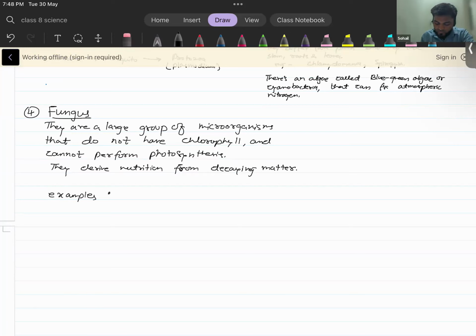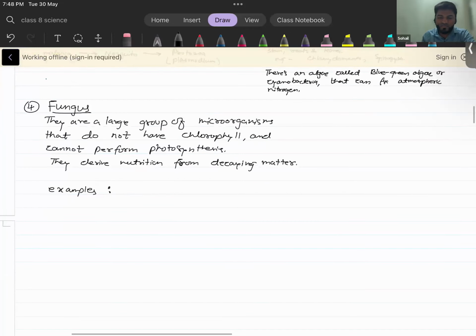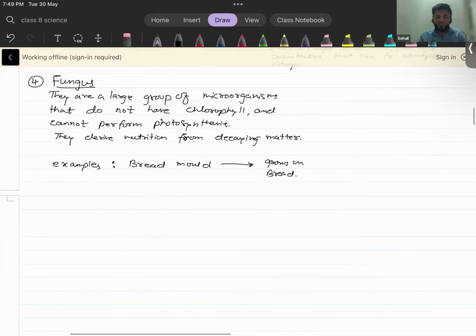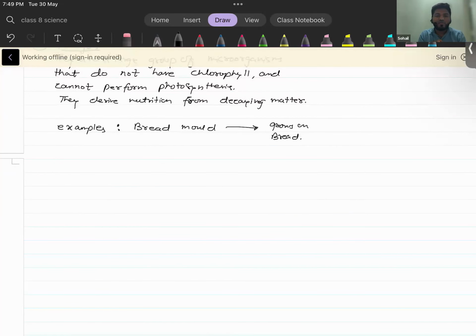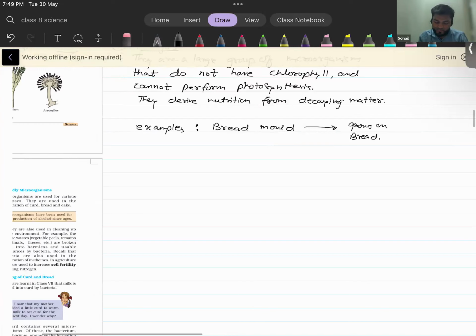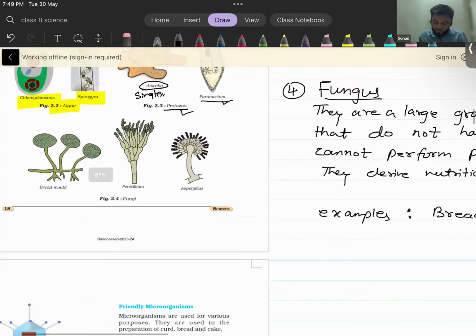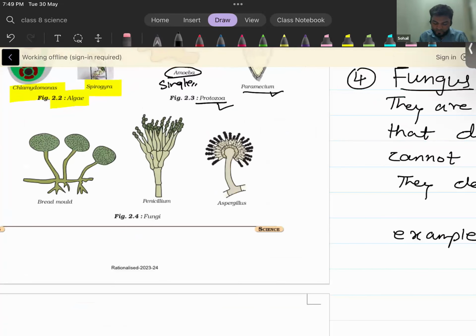The first one is very common, which you have mentioned several times. That is fungus, bread mold. Okay, so bread mold grows on bread, right? And if you were to closely observe this bread mold, it will look something like this. See figure 2.4, the first one. This is a bread mold. That is how it looks.